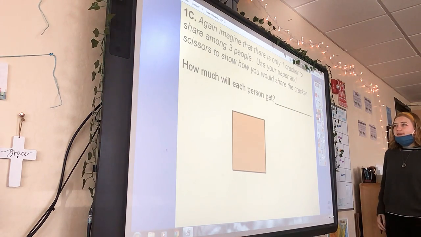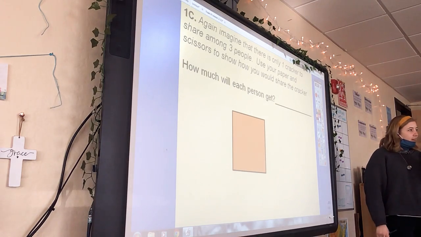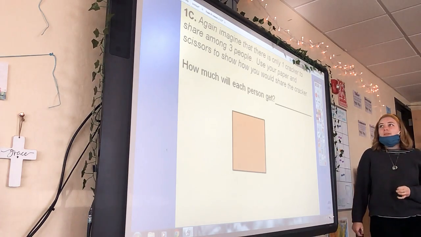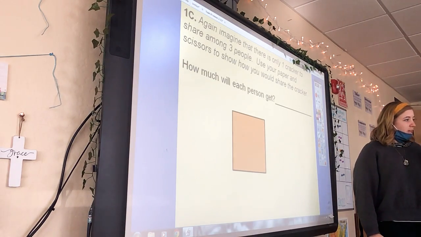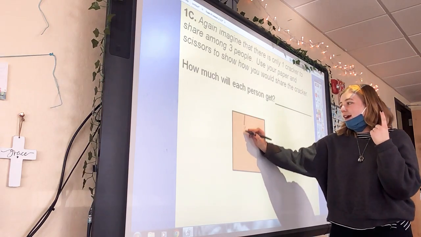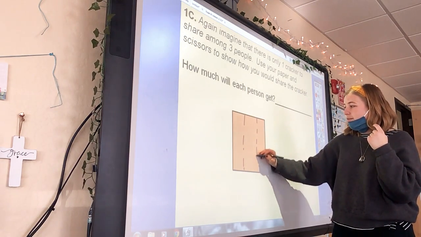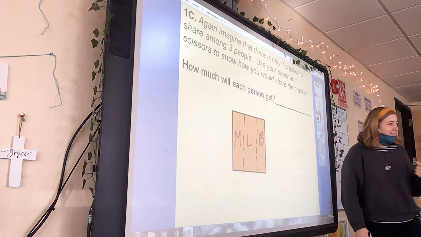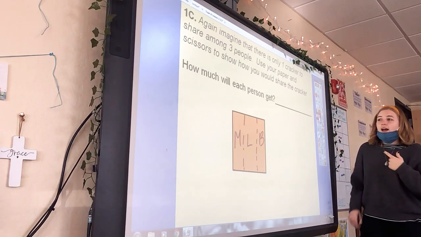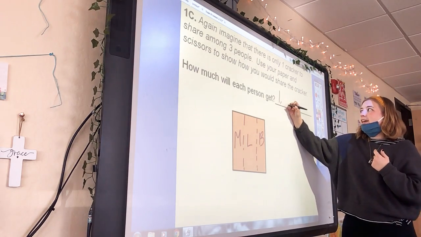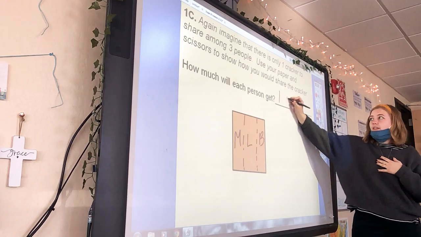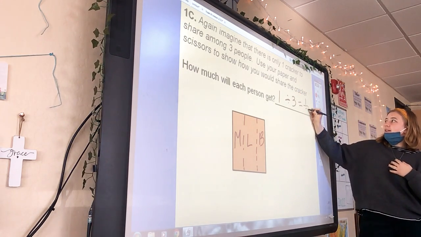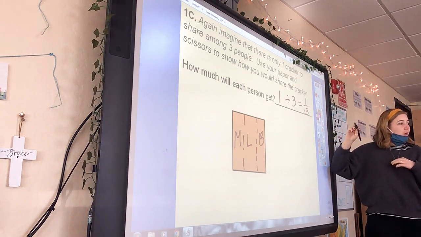Now imagine there's still only 1 cracker, but Brooks comes to the party, and he wants some of the cracker too. So now there's 1 cracker to share with 3 people. So I'm going to divide that 1 cracker into 3 parts. 1 for Mika, 1 for Luke, 1 for Brooks, MLB, Major League Baseball. So we did 1 cracker divided by how much? 3. And each person got how much of the cracker? 1/3. Do you see where we're going with this?